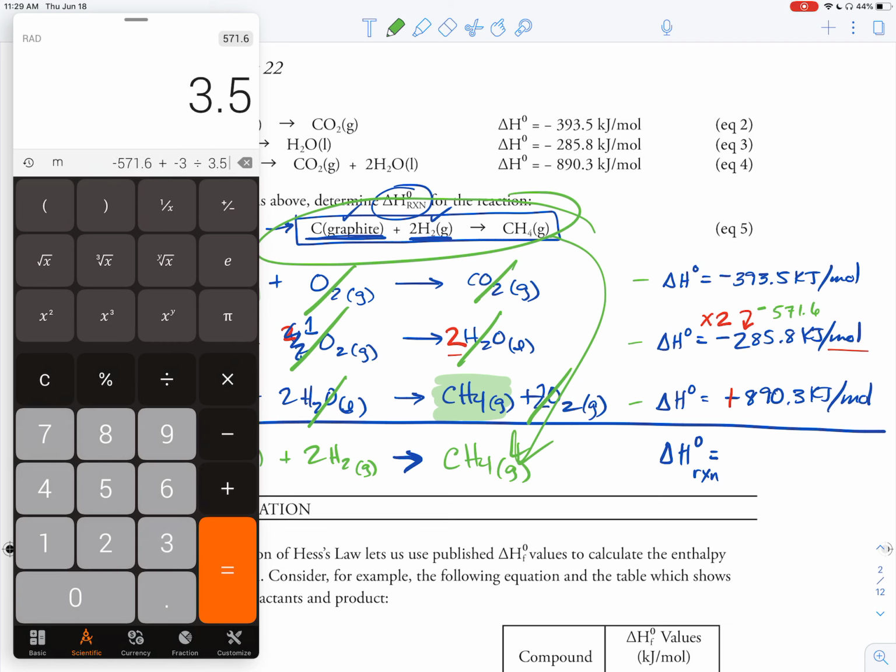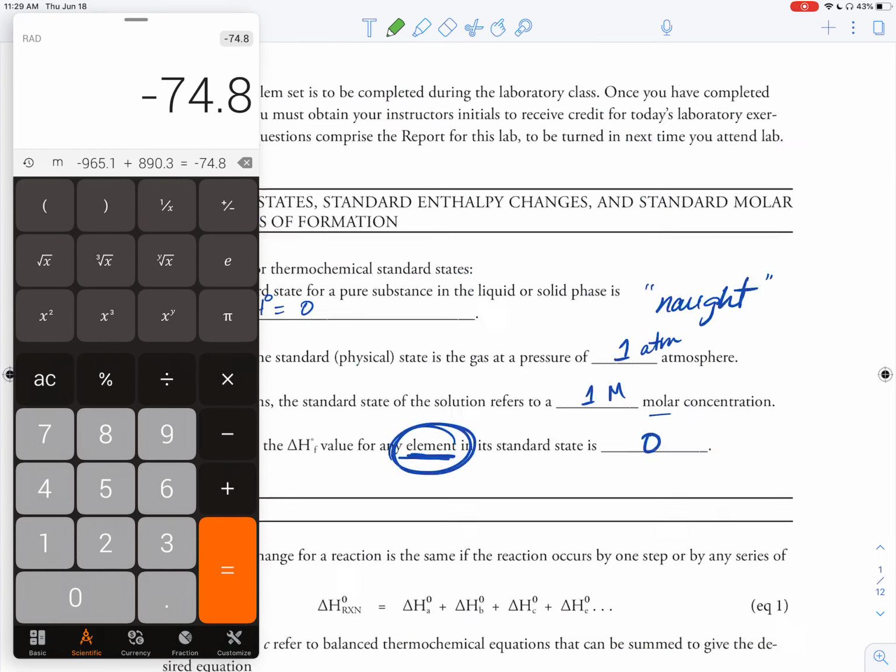So that, let me make sure. Let me put that one more time. My calculator is a little finicky. I'm going to add that to my negative 393.5. There, we've got that correct now. And now we're going to add that 890.3. There. All right, there we go.